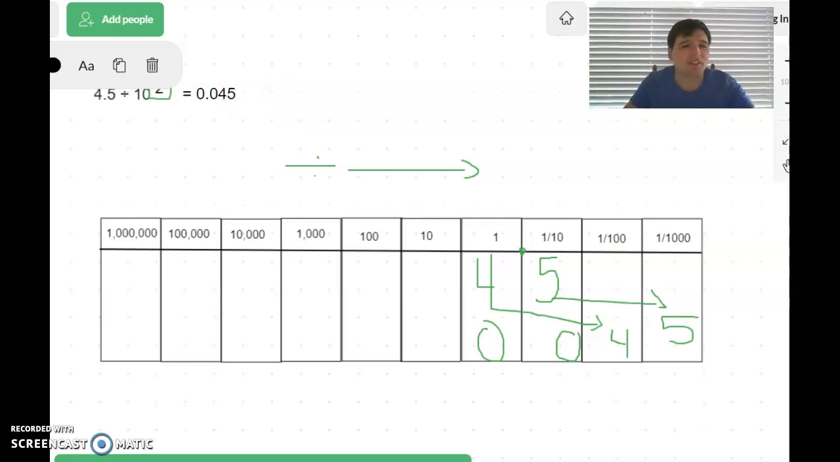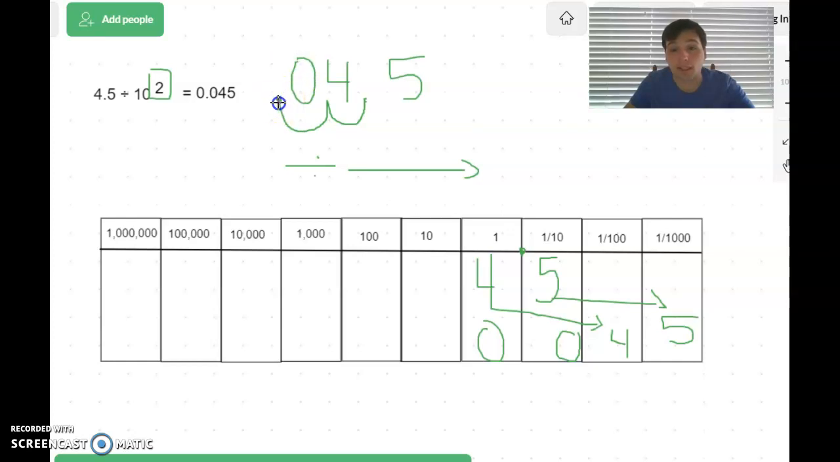Another strategy we can do is I can start with my 4.5, and I know my number is getting smaller, so I want to move everything this way. I could also take my decimal and curve it up. I want to move it 2 spaces, so 1, 2. Might put a 0 here. Here's my decimal now, and I can put a 0 in front of it. That's just another strategy you can do where you move your decimal over.